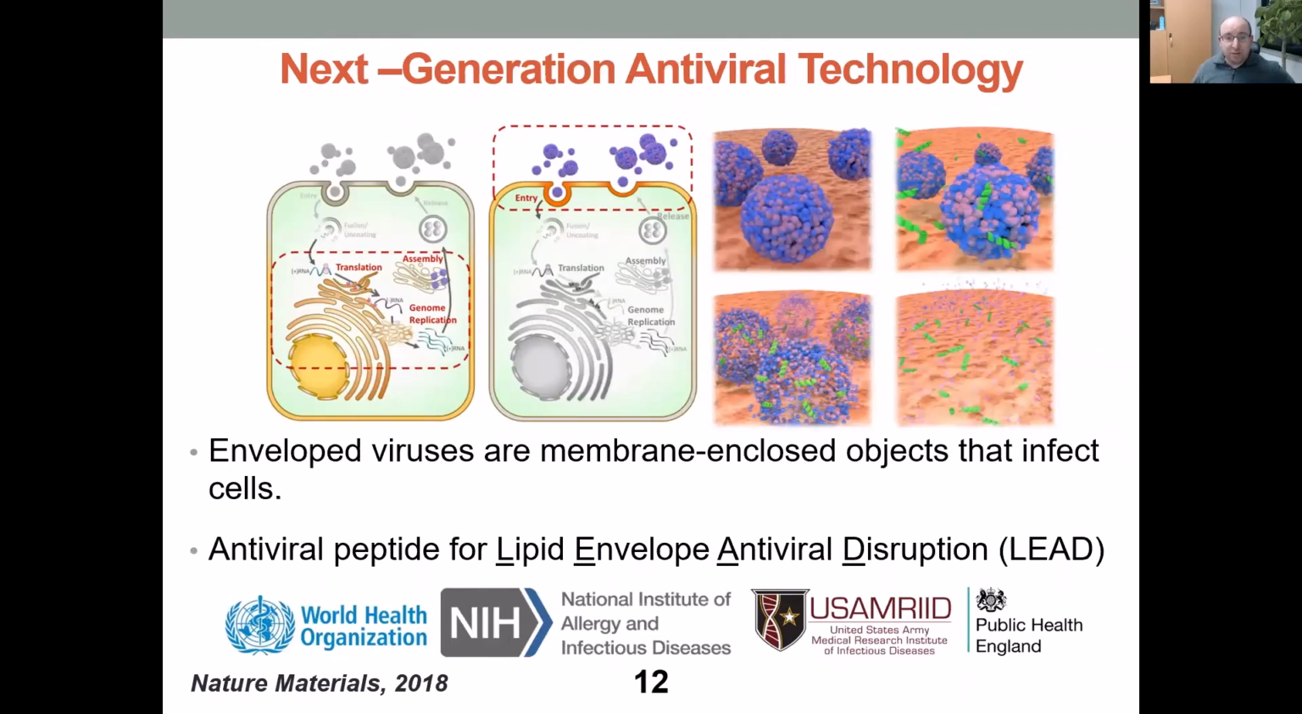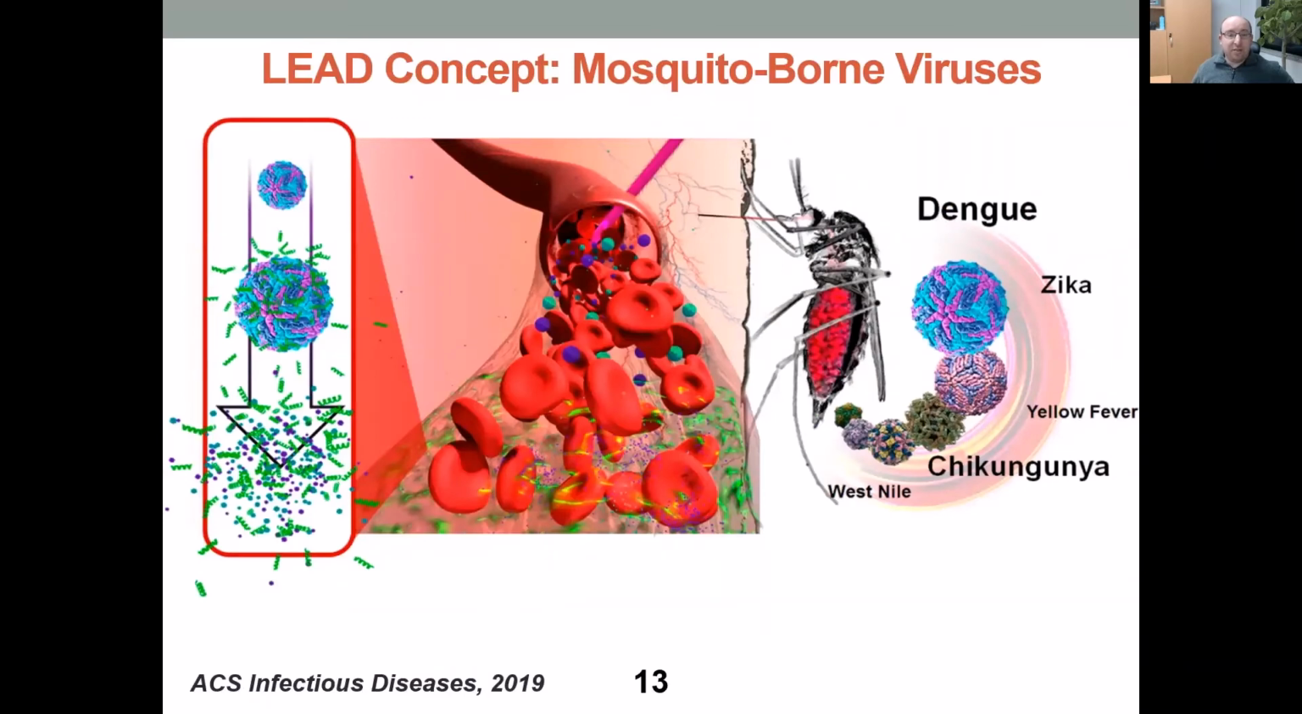So based on these engineering technologies, we've been able to develop a new concept called lipid-envelope antiviral disruption, or LEAD is the acronym, in collaboration with the World Health Organization, National Institutes of Health, US Army Medical Research Institute of Infectious Diseases, and Public Health England. So we've been able to develop this LEAD concept to develop antiviral peptides that selectively inhibit membrane-enveloped viruses. In this LEAD concept, we've explored various classes of mosquito-borne viruses. We've seen that it works in vitro and in many different in vivo models against viruses such as dengue and Zika. And we're also continuing to explore other types of mosquito-borne viruses, including yellow fever, chikungunya, West Nile.